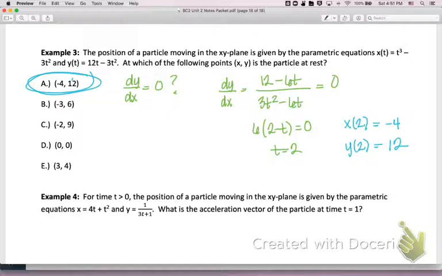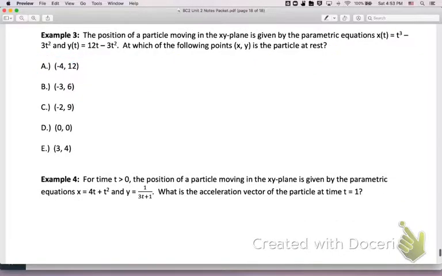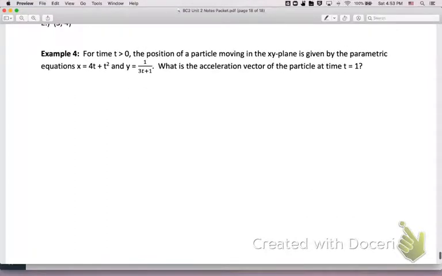Okay? Example 4 says, for time t greater than 0, the position of a particle moving in the xy plane is given by the parametric equations x and y. What is the acceleration vector of the particle at time t? This is much simpler than having to find dy/dx because we're just asking about vectors. So since those two equations are position, that tells us that our position vector is those two components.